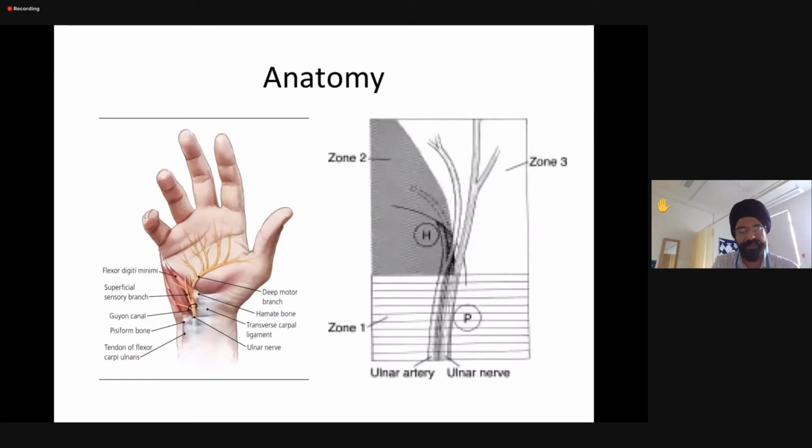Guyon was acknowledged, and there was a postage stamp in his name in 1975. Looking at the anatomy of Guyon's canal, we have the pisiform bone, which is the medial and proximal extent. We have the hook of the hamate, which forms the lateral and radial side. Then the transverse carpal ligament forms the floor and the lateral side. The volar carpal ligament is the roof. The ulnar nerve comes in and it bifurcates.